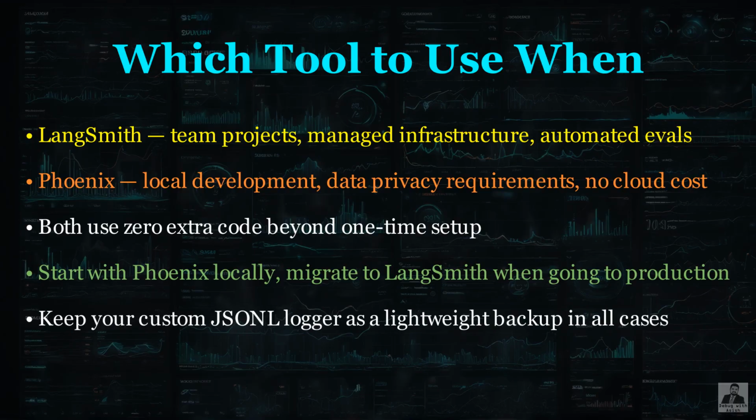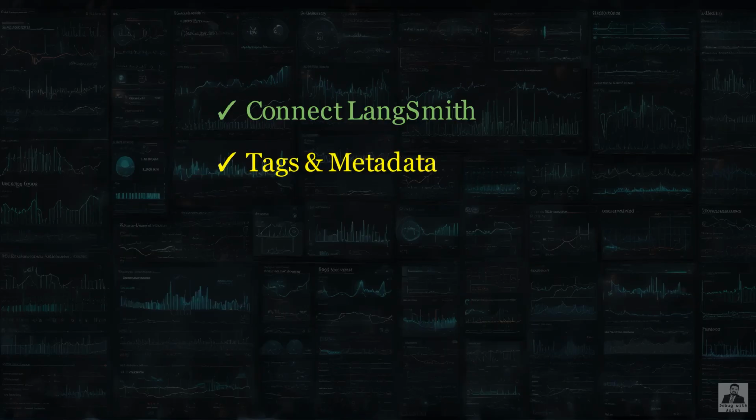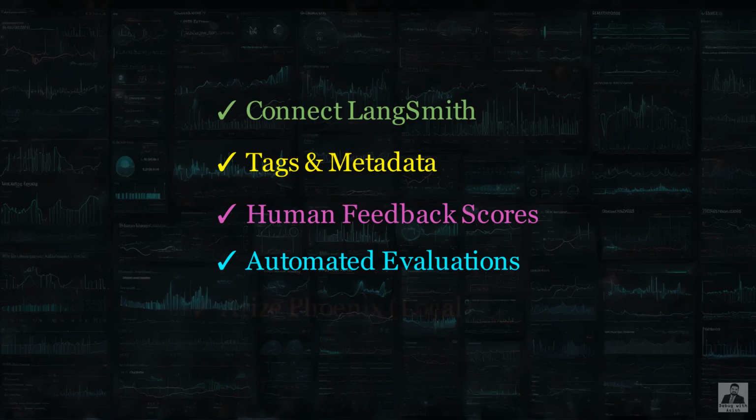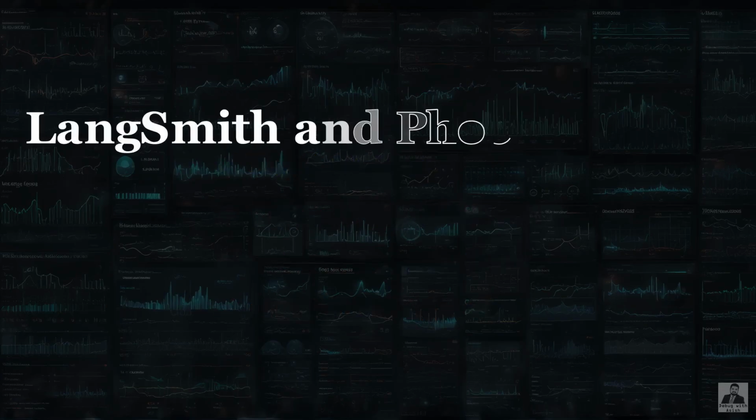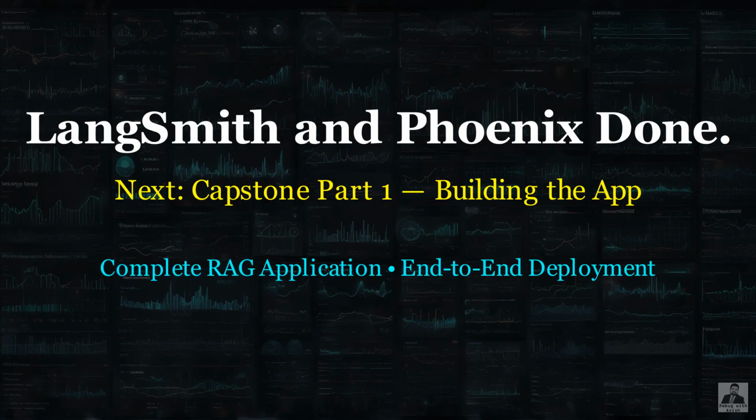You now know how to connect LangSmith with 3 environment variables, add tags and metadata for filtering, attach human feedback scores to individual traces, run automated evaluations against a dataset, and set up Arize Phoenix as a free local alternative. In the next 2 episodes, we build the Capstone project, a complete RAG application that uses everything we have covered across the series, deployed end-to-end.